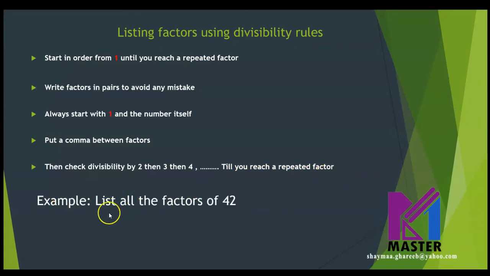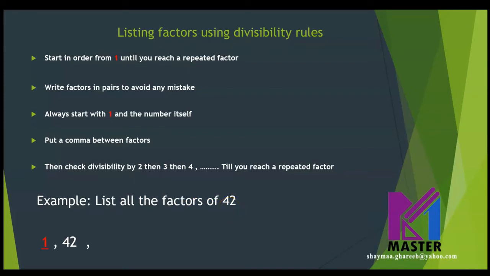Let's see this example. List all the factors of 42. We said first I will use divisibility rules, and the first two factors I know are 1 and the number itself. So I will write 1, comma 42. We said put a comma between factors. Here it is. Then I will check divisibility starting with number 2. I will ask myself, is 42 divisible by 2? Yes, of course. Why? Because it's an even number.